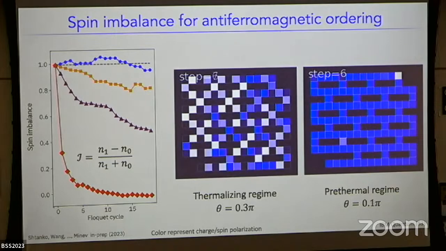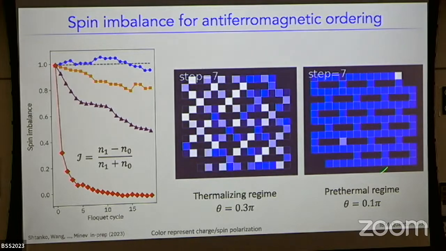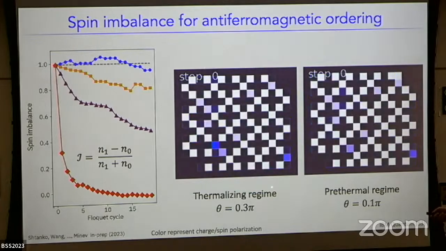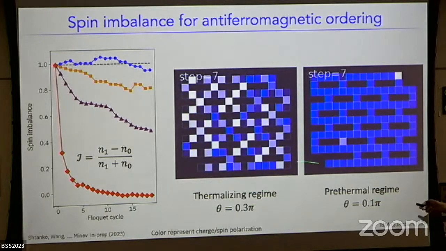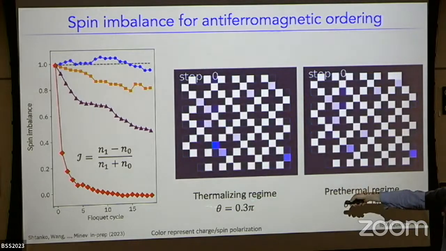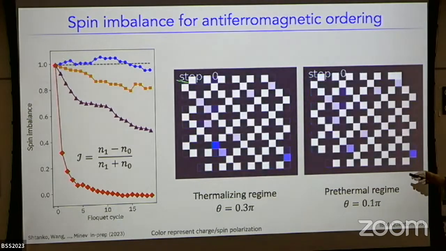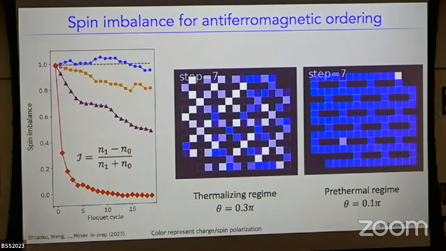Here is a map where we prepare an antiferromagnetic ordering in the two regimes, the thermalizing and the pre-thermal case. And I think the labels are flipped. I'm sorry about that. If theta is zero, which is the blue curve, that means there's no interaction between the qubits, so that blue curve should ideally always be one. This is known as a Clifford circuit. So basically nothing should happen.